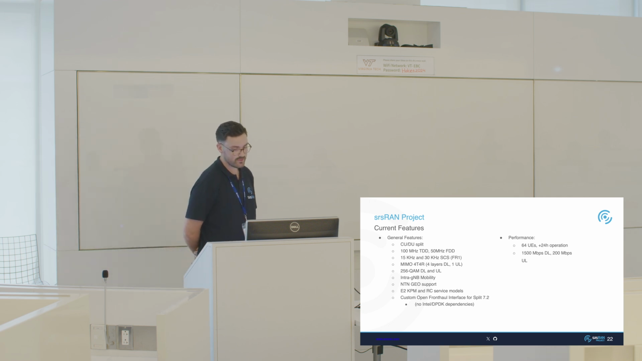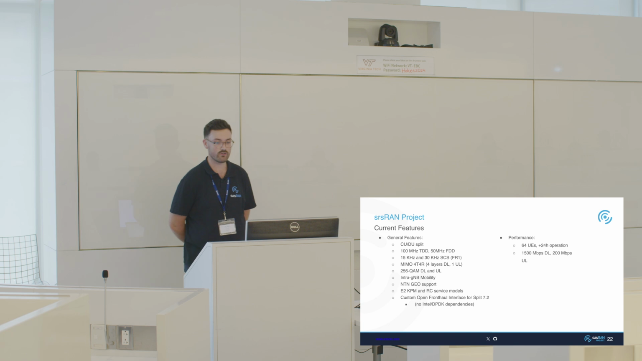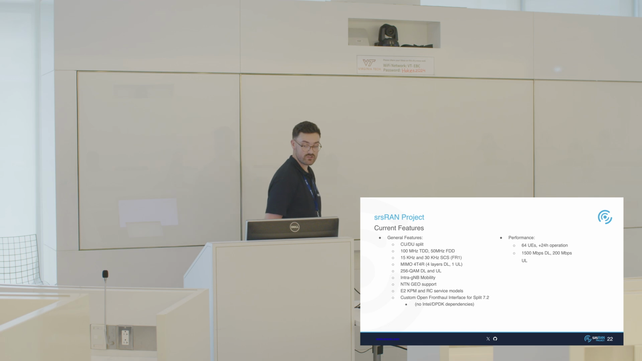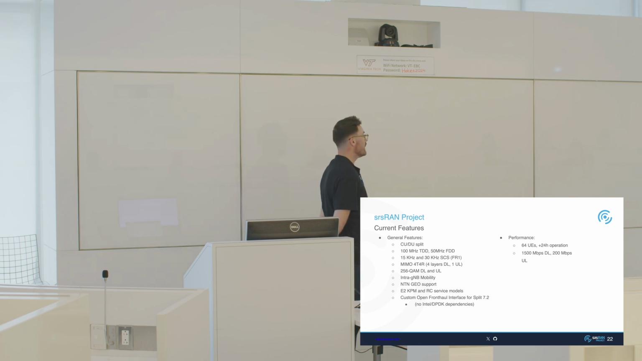And then in terms of performance, we have up to 64 UEs for 24 hours or more. And then 1500 megabits per second in the downlink and 200 megabits per second in the uplink.